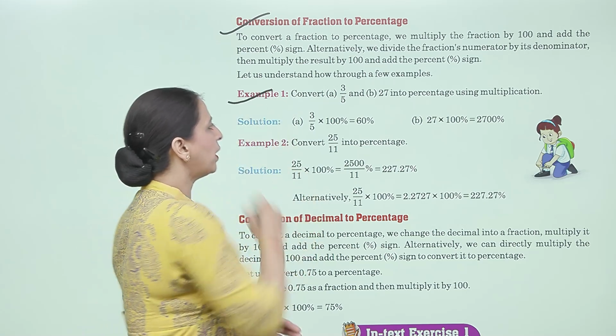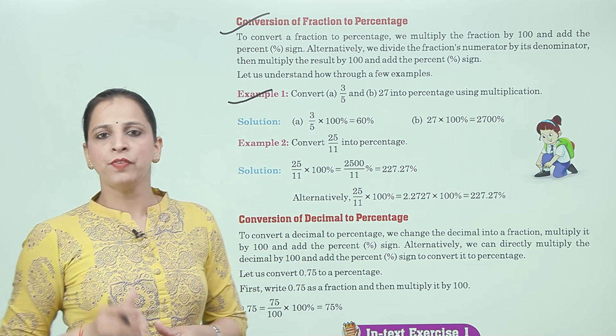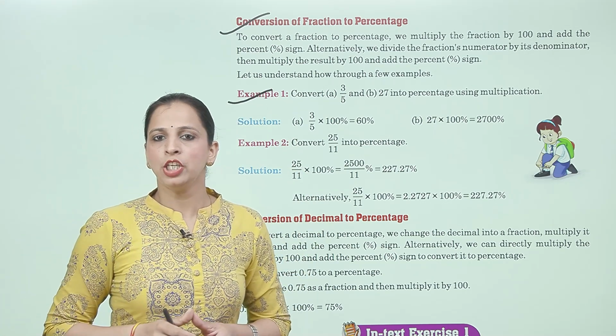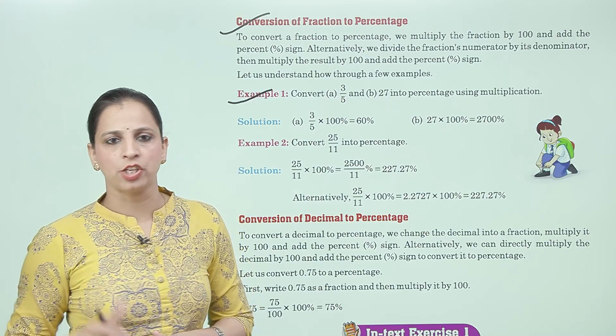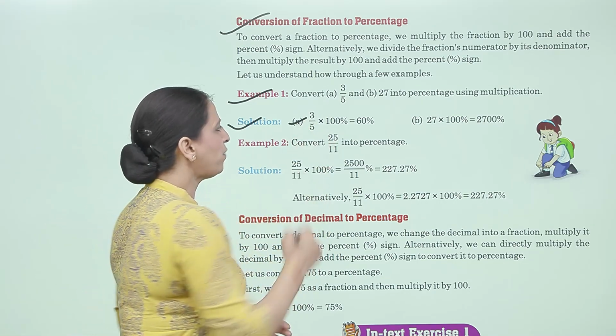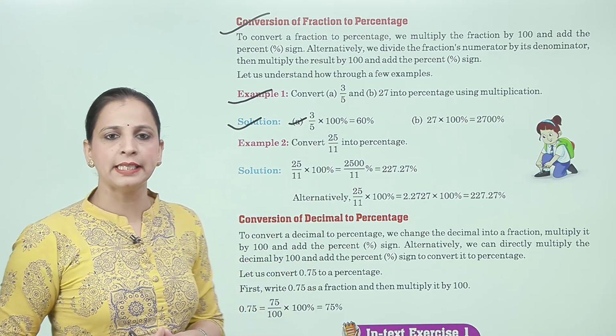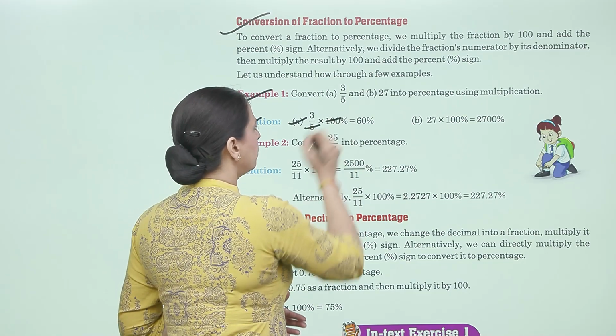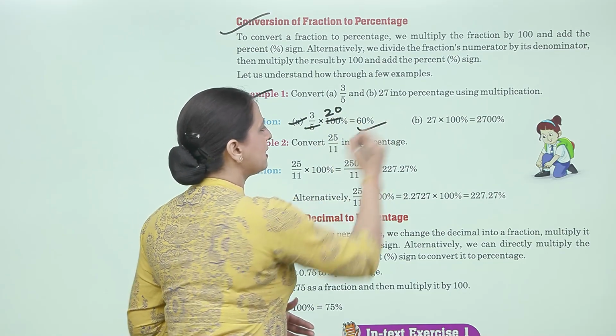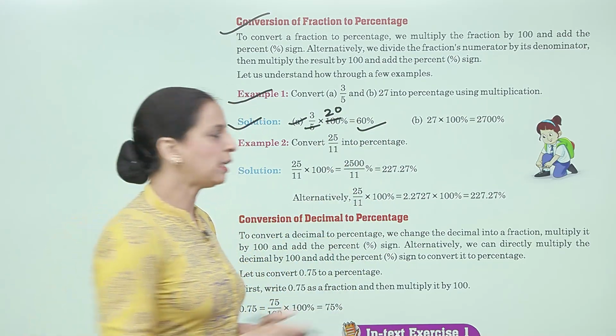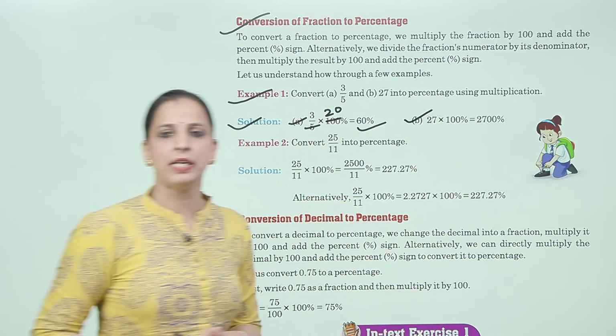Now, example 1, convert A. 3 by 5 and B. 27 into percentage using multiplication. Now solution. A part, 3 by 5 multiplied by 100%, that is equal to 5 2s are 10, 0, that is 60%. 27 multiplied by 100 is equal to 2700%.